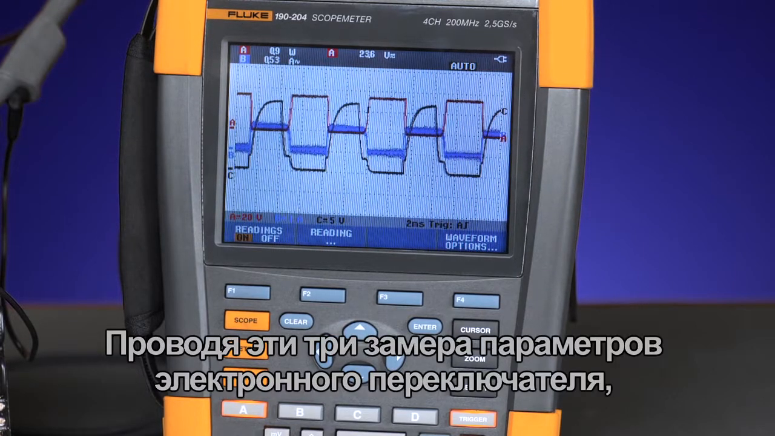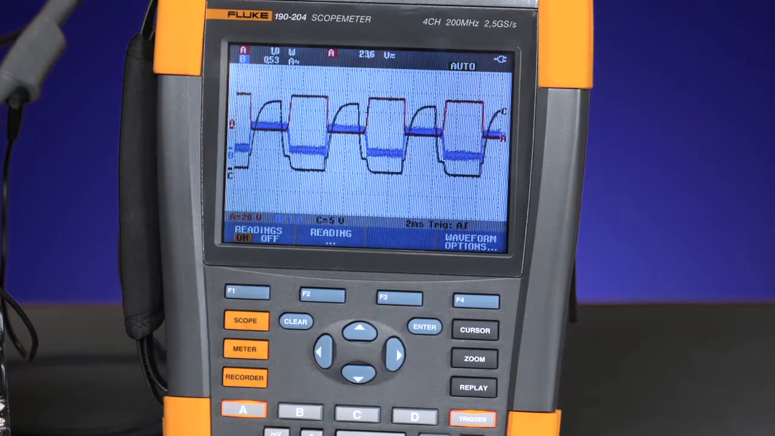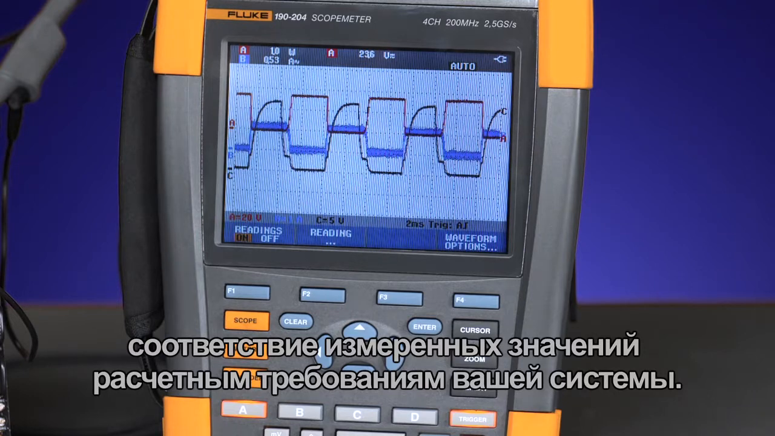By looking at those 3 measurements on that electronic switch, you can now accurately quantify those characteristics and make sure that those values or measurements are within the design characteristics of your system.